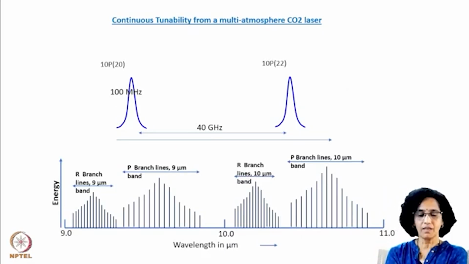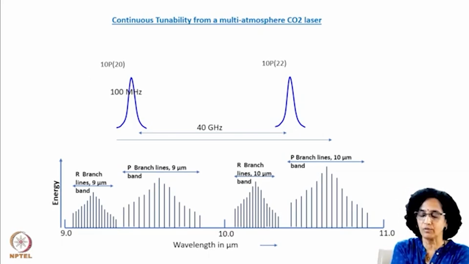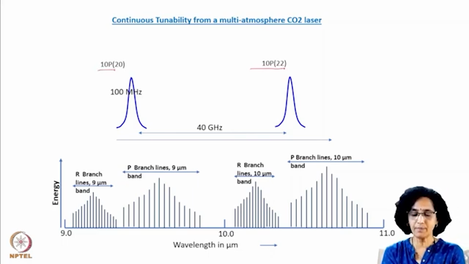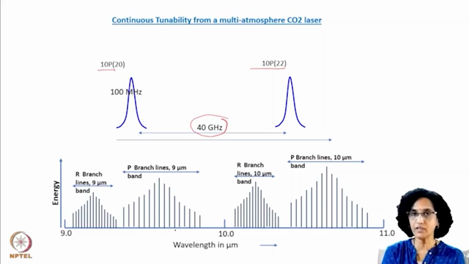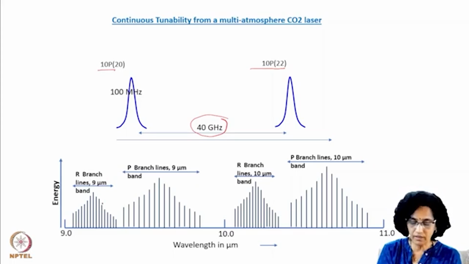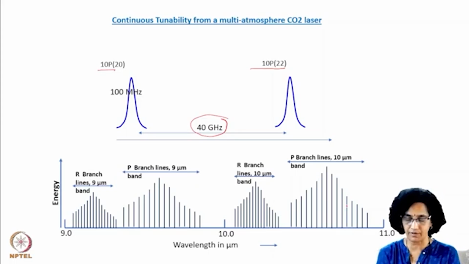Now, see, for a CW laser, you have 100 megahertz. This is what we have written. I have just shown two rotational levels. One is 10P20, one is 10P22, and these are separated by almost 40 gigahertz. So here you can have no lasing. So you cannot have continuous tunability. Okay, and we have so many branches. These are discretely tunable, we have seen, but how to get a continuous tunability over the entire region?